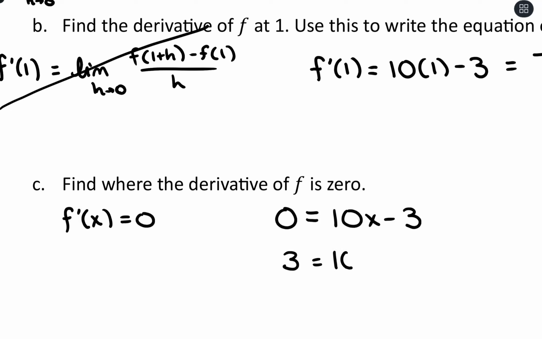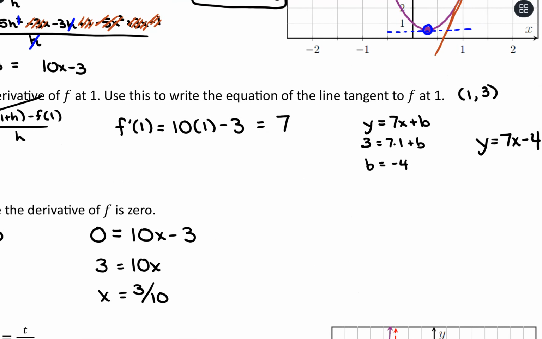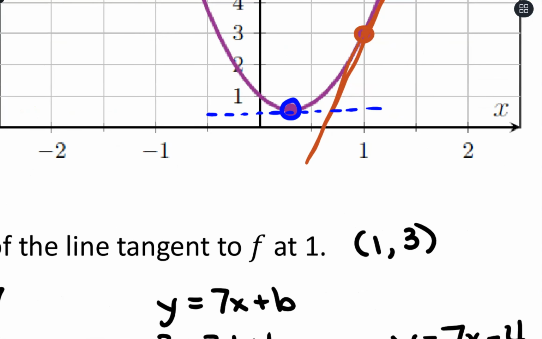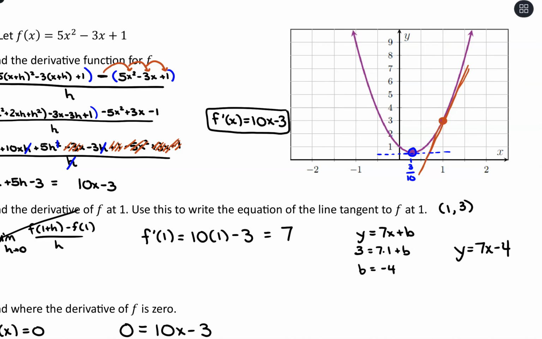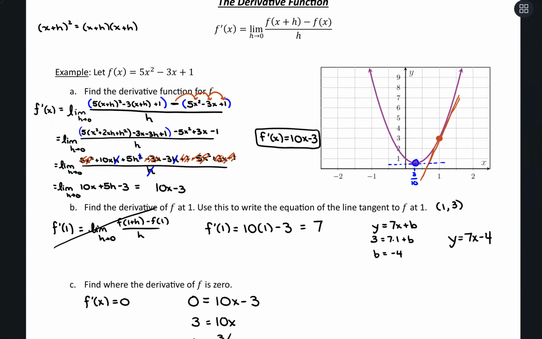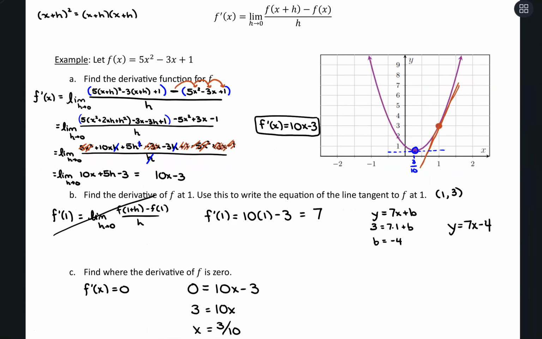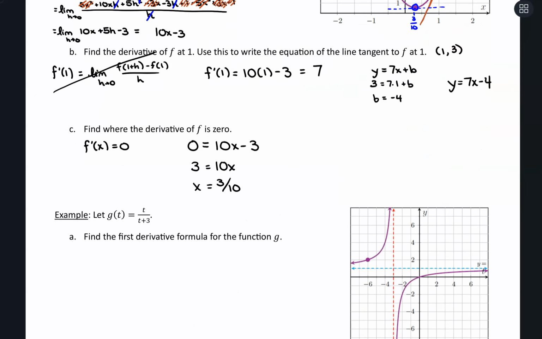Add 3 to both sides. Divide by 10. x equals 3/10 is where we have a derivative of 0, and that's what I'm seeing right here. This value of 3/10 is giving us a derivative of 0 because that's our turning point. Okay, so there's an example with a quadratic function of how we can find that derivative function and then use it to answer various questions.